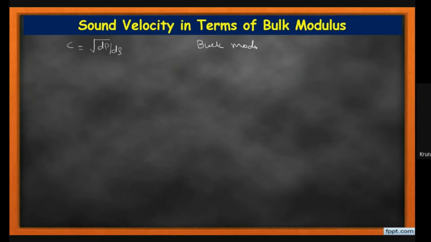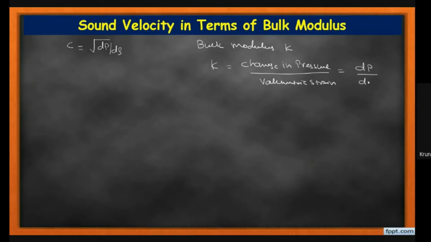The bulk modulus is indicated by K, and it has an expression: change in pressure divided by volumetric strain. Change in pressure means dP, and volumetric strain means change in volume upon original volume. So this is called the bulk modulus, and here we have a minus sign. The minus sign indicates that as the pressure increases, the volume decreases, or if expansion occurs, the volume increases and the pressure decreases. So we get this minus sign over here.